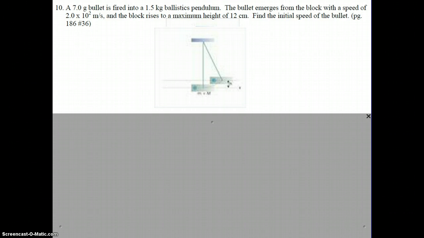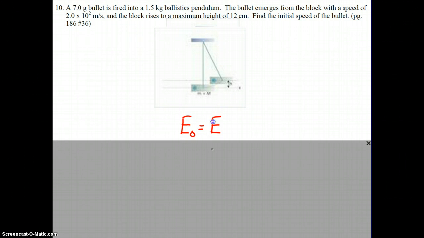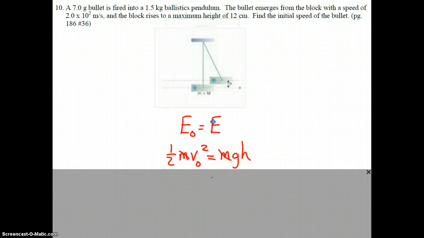To find the velocity of the pendulum itself at the bottom, we are going to conserve mechanical energy. In the initial state, the mechanical energy of the block would be kinetic. And as it rises and comes to rest, it gains gravitational potential energy in the final state. So our conservation of mechanical energy statement becomes 1/2 mv0 squared equals mgh. We see that m cancels, therefore we don't even need to know the mass of the pendulum.